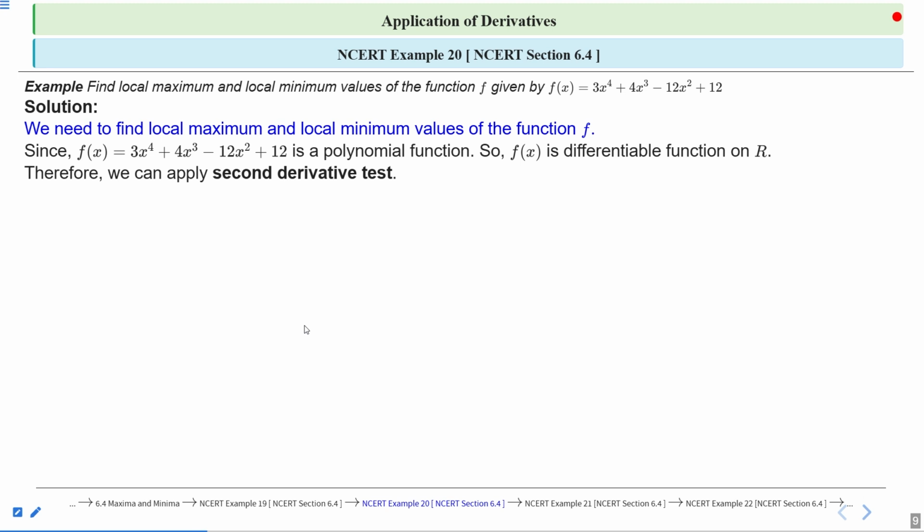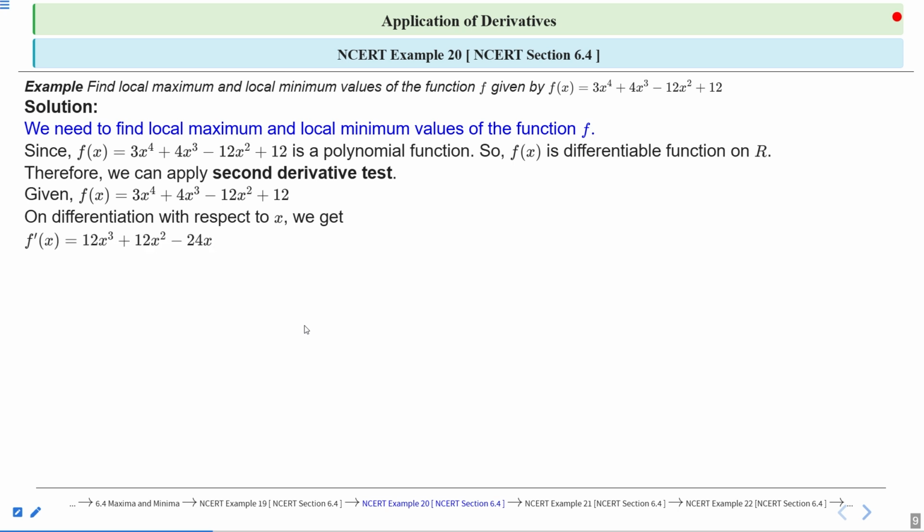Therefore, we can easily apply the second derivative test. Given f(x) equal to 3x to the power 4 plus 4x cube minus 12x square plus 12, on differentiation with respect to x, we get f dash x equal to 12x cube plus 12x square minus 24x.